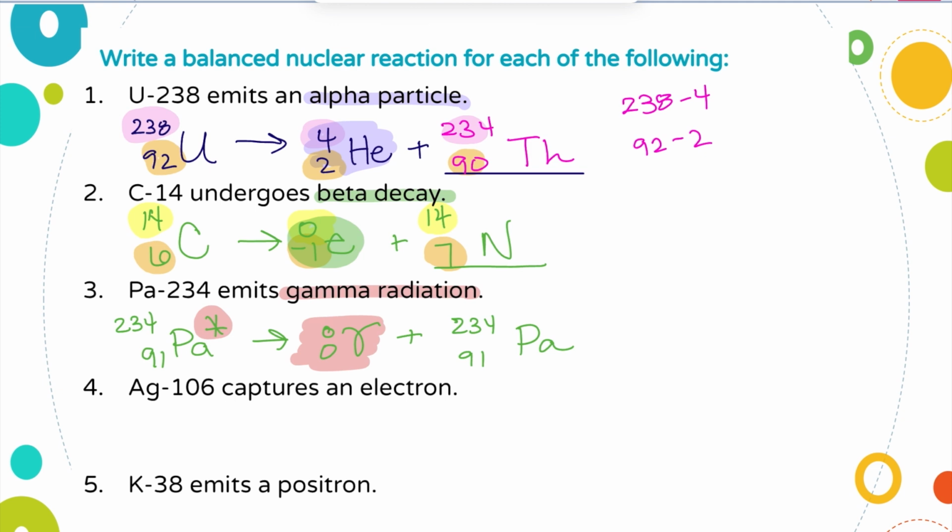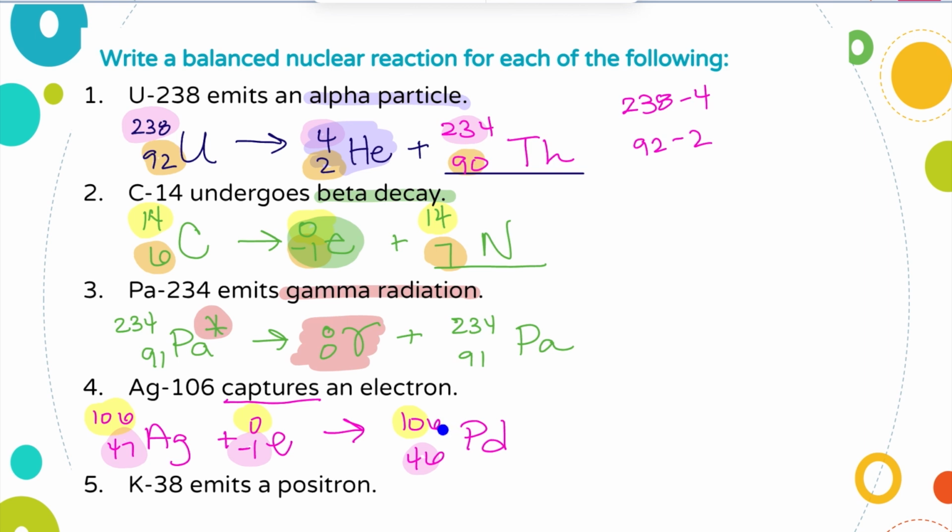Ag-106 captures an electron. Now we're seeing that word capture. That means that to become more stable, our Ag-106, which as I look at my periodic table has an atomic number of 47, if it's capturing an electron, then that's going to be plus that electron. And then forming something that's more stable. As I look, 106 plus 0 needs to equal that 106. Same thing with our bottom numbers. 47 minus 1 is going to be 46. And then we get that that is Pd. And now this might undergo a different type of decay in order to become more stable, but this might be the first step of the process.